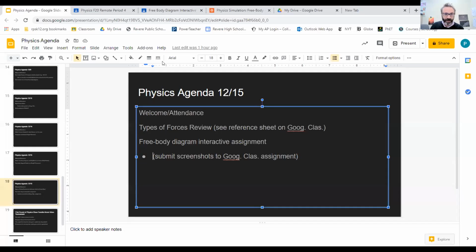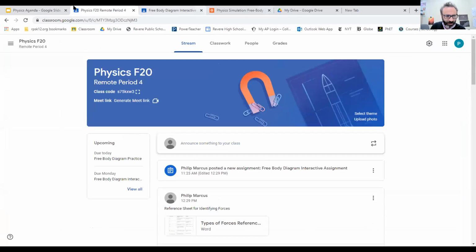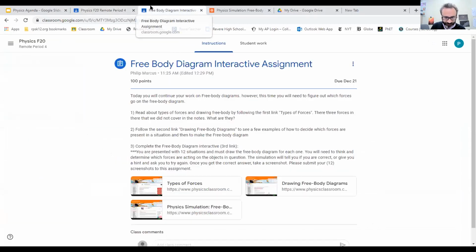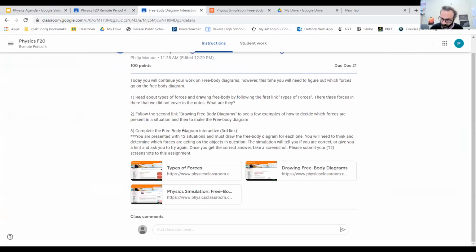All right, so when you get to the assignment for today, let me see if I can find it. Here it is. This is the assignment for today. There's 3 links there. The first 2 links are informational. This types of forces one basically goes over exactly what we just did together, so that if you're stuck, that would be a good thing to take a look at.